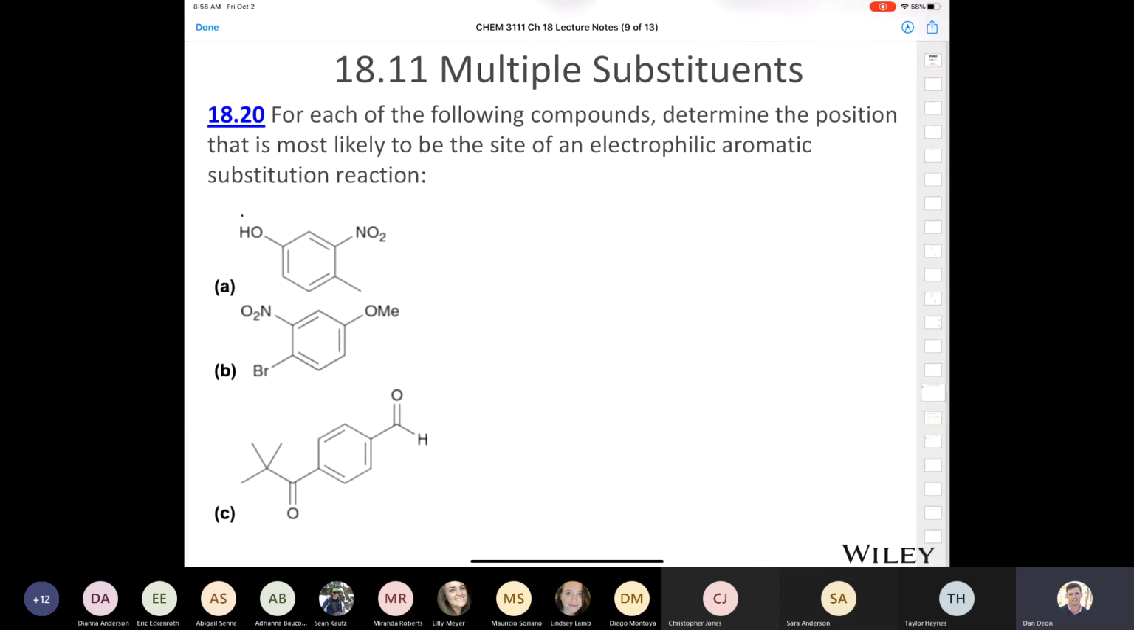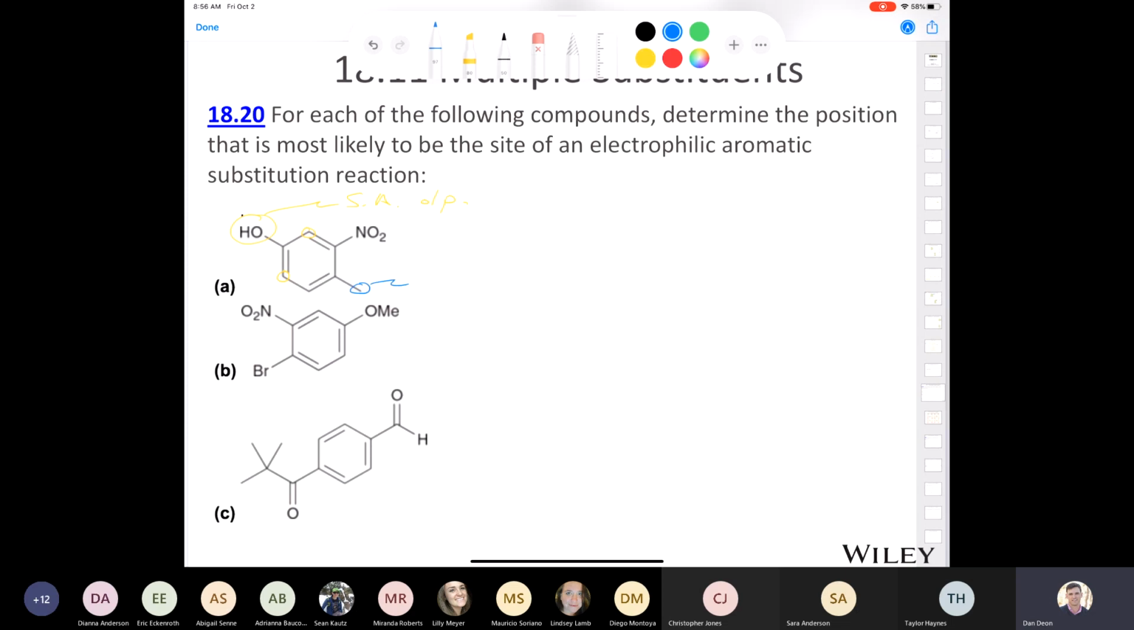Let's see here. Same type of question. For each of the following compounds, determine the position that is most likely to be the site of an electrophilic aromatic substitution. Let's do this one kind of quickly. Let's just go with the strongest activator of all of them. That's going to be this guy right here. This is a strong activator, which is going to be ortho para directing. Here are the ortho positions. The para position is blocked. We have a methyl group, which is a weak activator, and it's going to be ortho para directing. Here's an ortho position.